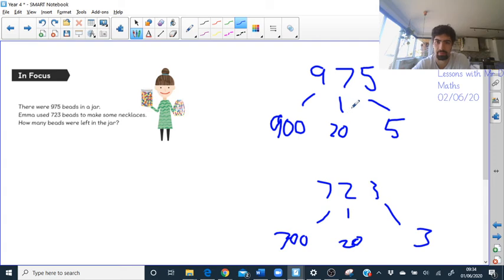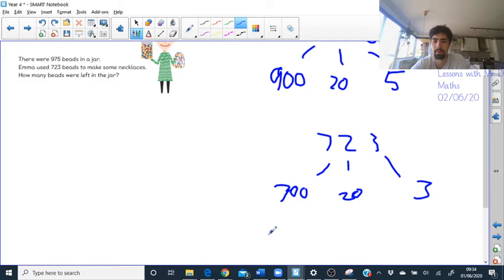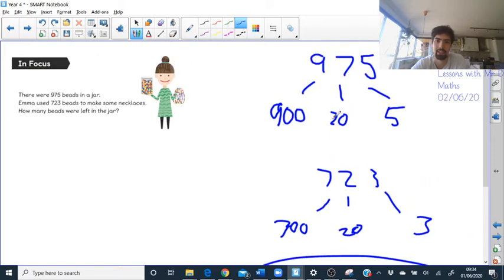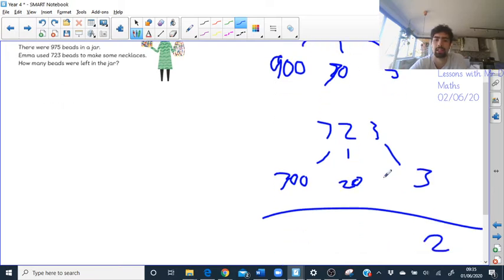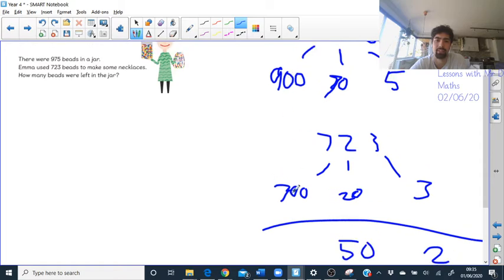So I'd still probably start and do my ones first. I could do 5, take away 3. That would be 2. I could do 70, take away 20. That's why it's really, really important that we're always taking away from our top number. Is 50. And 900, take away 700 is 200, and I can put that all together.